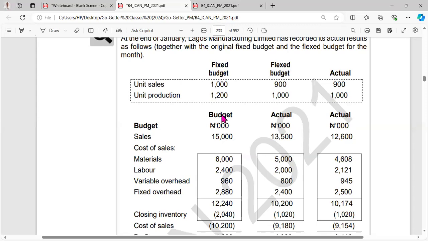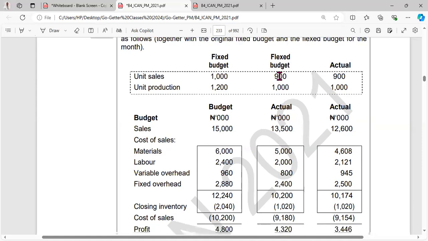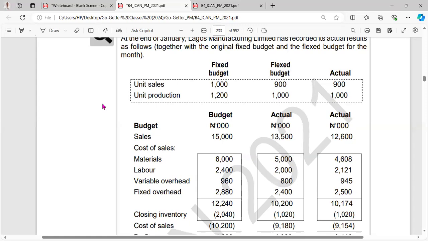This flex budget is based on actual level of activity. That is what it means. So sometimes you'll be hearing things like standard cost for actual level of activity, standard hours for actual level of activity. When you hear me say that, it means I am referring to the flexed budget.